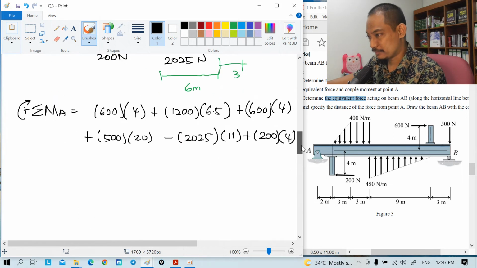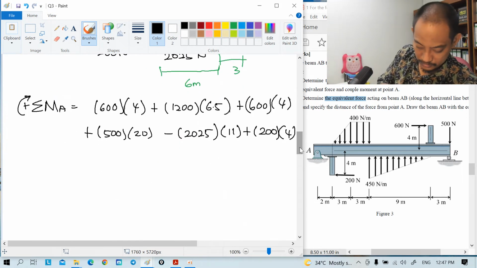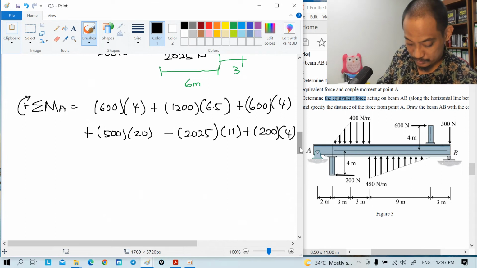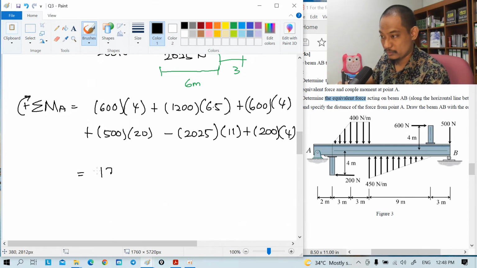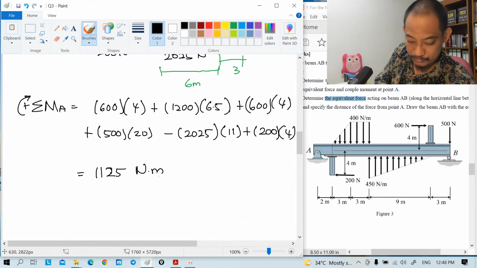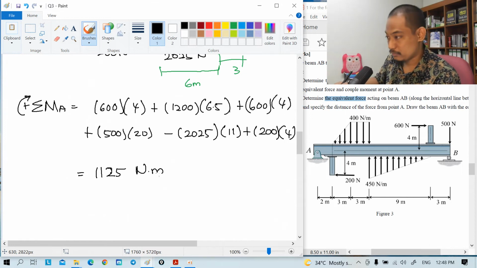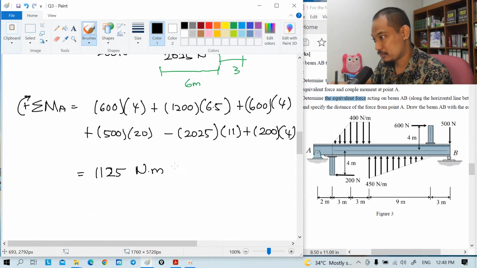So if you calculate that, 600 times 4 plus 1200 times 6.5 plus 600 times 4 plus 500 times 20 minus 2025 times 11 plus 200 times 4, 1125 Newton meter. 1125 Newton meter. This is clockwise, right?